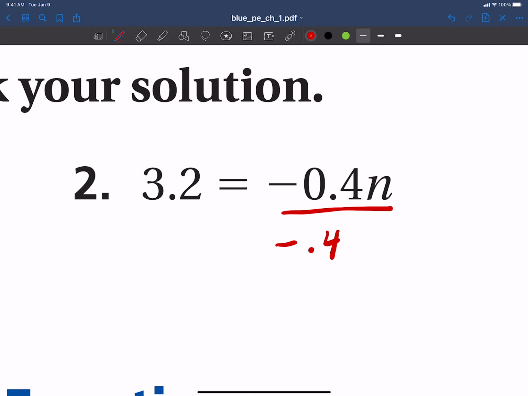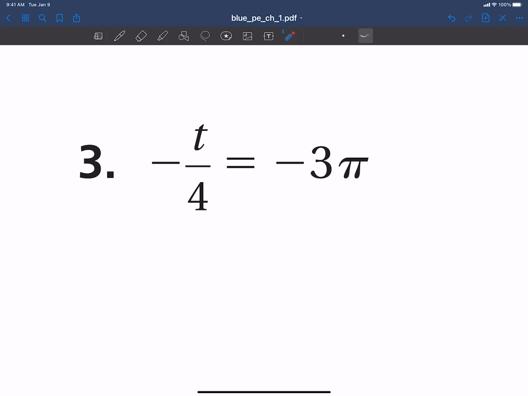Okay? How about number 3? We want to get t all by itself. What's happening to t? It's being divided by negative 4. Good. Multiplied by negative 4. You guys are awesome. Can I tell you one thing that made me super happy to hear? Zoe didn't say t is being divided by 4. She said t is being divided by... Negative. Do you see this negative sign?